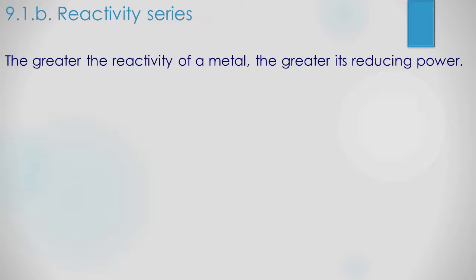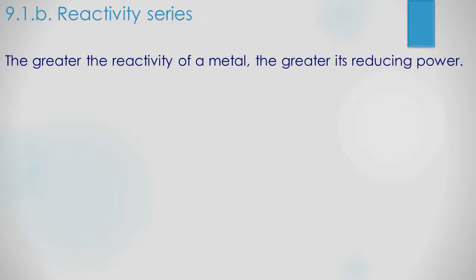The greater the reactivity of a metal, the greater its reducing power. Remember, reducing power is the ability of undergoing oxidation. So it's the ability of losing electrons. Metals do not gain electrons. Metals only lose electrons. Therefore, metals can undergo oxidation.